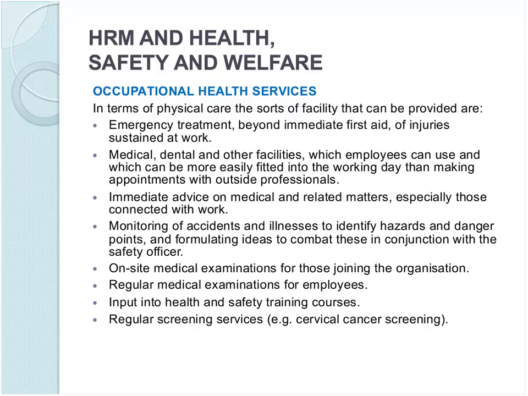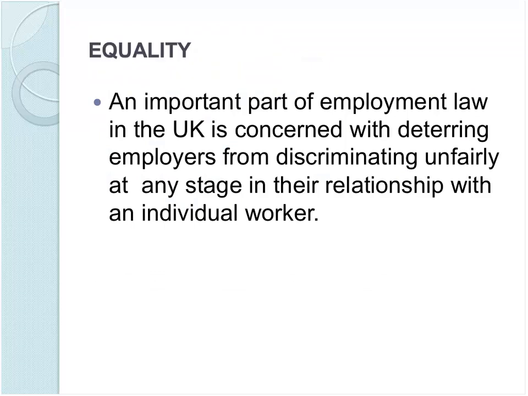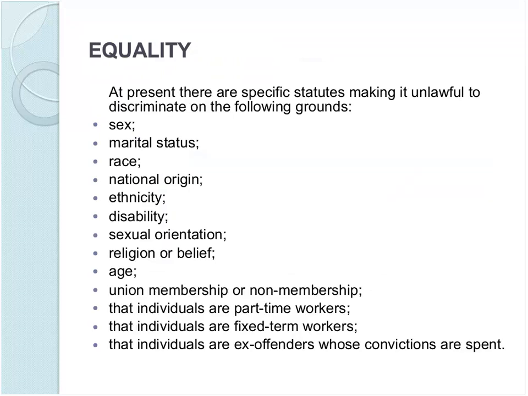If there are no questions, we will move to equality. An important part of employment law in the UK is concerned with deterring employers from discriminating unfairly at any stage in their relationship with an individual worker. So now we are going to talk about discrimination at work. Equality law prevents discrimination that could happen in organizations. So how can people actually be discriminated against at work, at the office, in organizations?